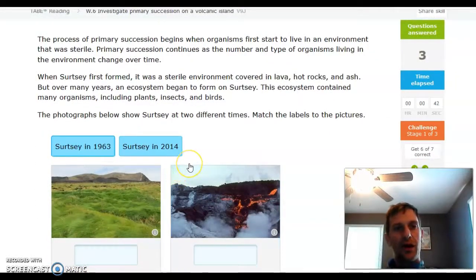All right, the process of primary succession begins when organisms first start to live in an environment that was sterile. Primary succession continues as the number of types of organisms living in an environment changes over time. When Circe was first formed, it was a sterile environment covered in lava, hot rock, and ash, but over many years an ecosystem began to form on Circe. The ecosystem contained many organisms, including plants, insects, and birds. The photographs below show them at 2 different times. Match the label to the picture. All right. First formed: sterile environment covered in lava, hot rock, and ash.